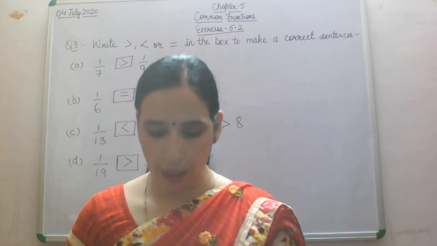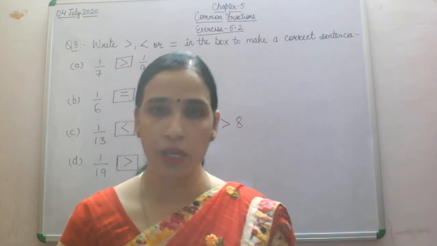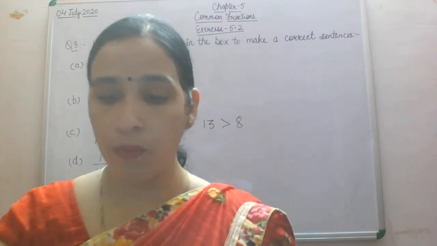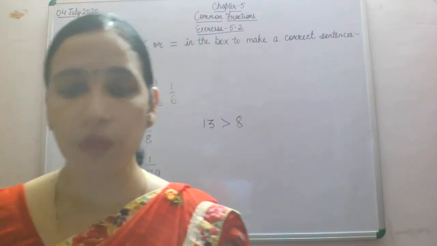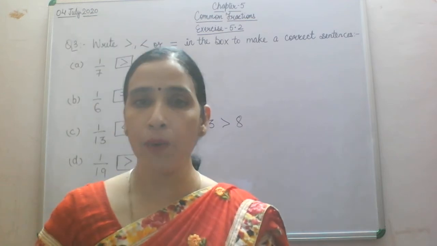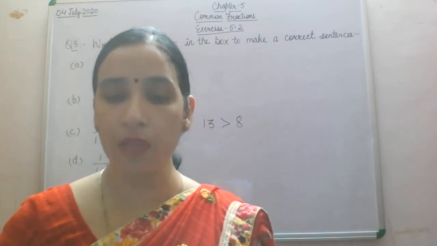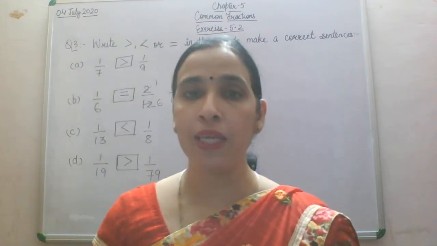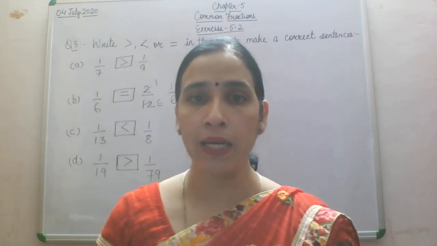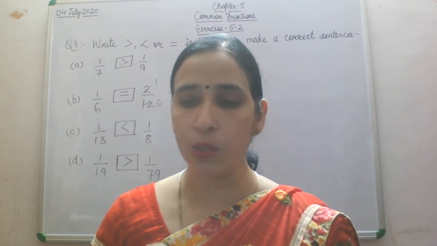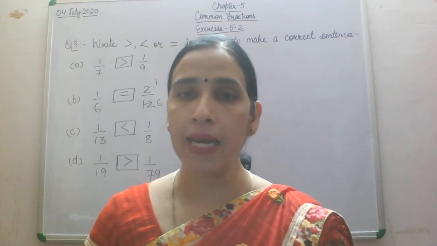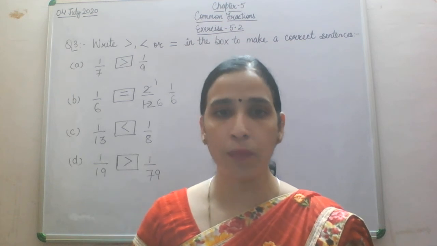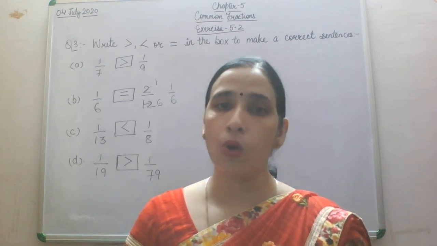There are some packets of potato chips in a shop. Ragini bought 1 by 3 of the packets and Vicky bought 1 by 7 of the packets. Now each packet costs rupees 20. Each packet costs rupees 20. Who paid less money?